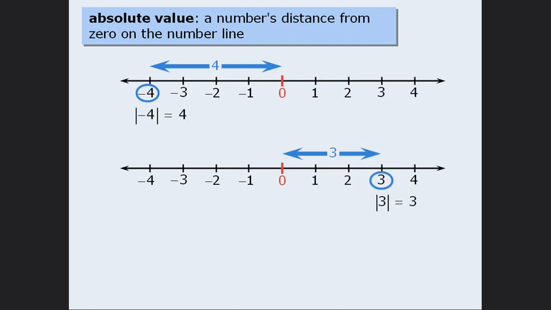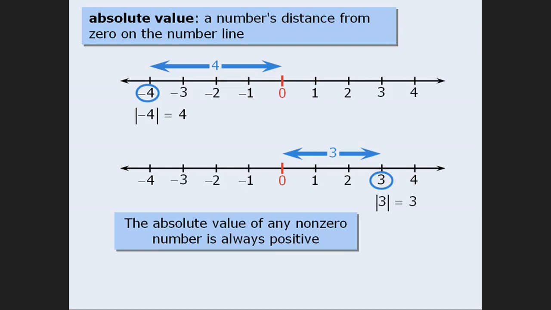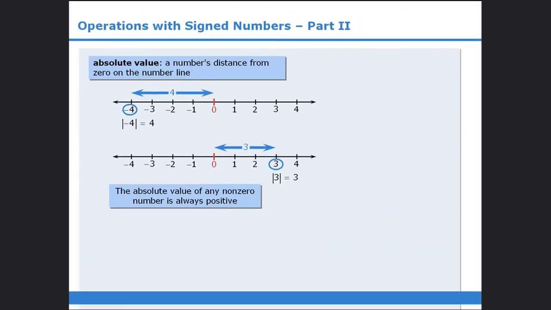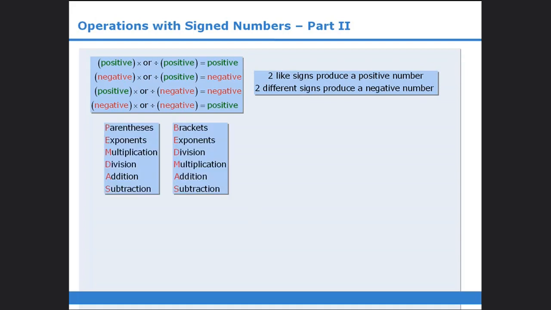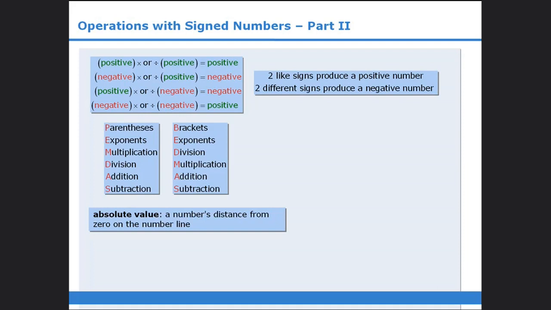As you might guess, the absolute value of a number is simply the positive version of that number. So we can say that the absolute value of any non-zero number is always positive. Alright, let's summarize. In this lesson, we learned how to multiply and divide signed numbers. We learned the order in which operations must be evaluated, and we learned about absolute value.